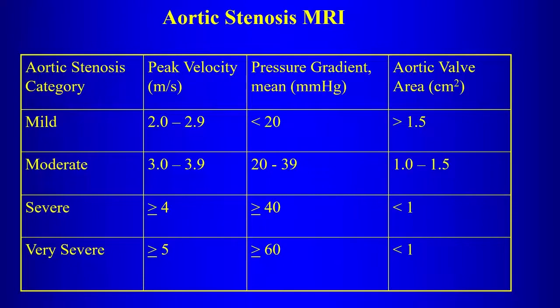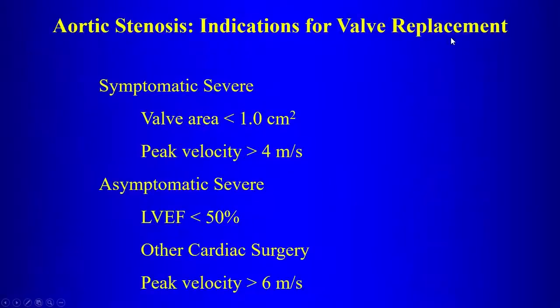Now, we also have various tables that can help us to evaluate the severity of aortic stenosis. Again, I don't expect you to memorize the numbers, but just realize that this data exists. So we have various categories: mild, moderate, severe, very severe, and we can look at peak velocity. You can look at pressure gradient. You can look at aortic valve area, and this will give you an idea of the severity of the aortic stenosis based on your MRI data.